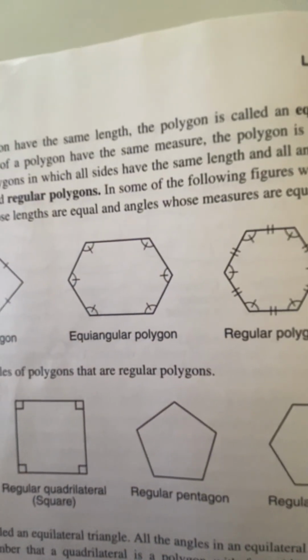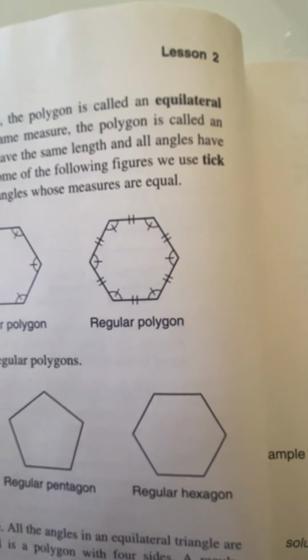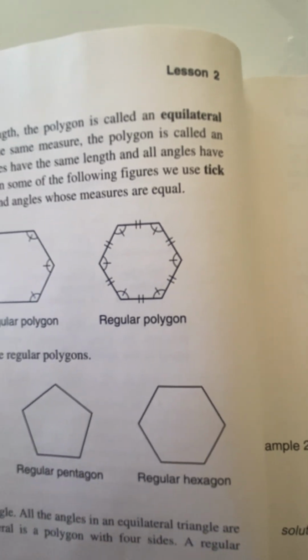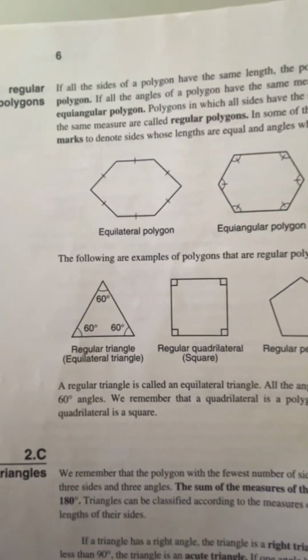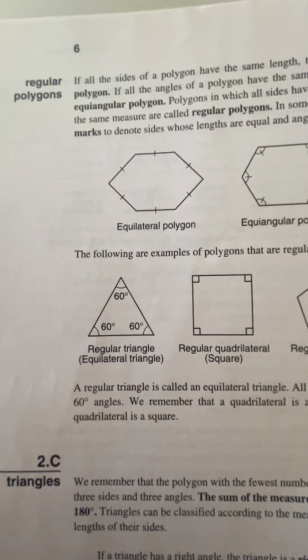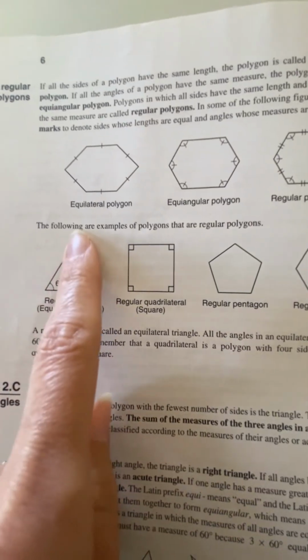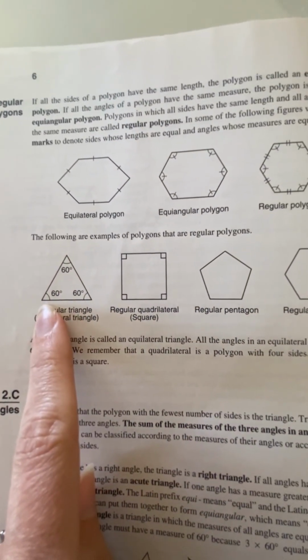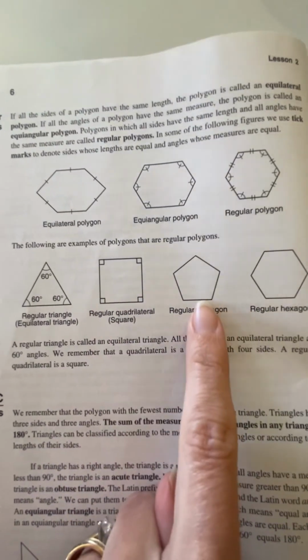If only the angles are the same, it's equiangular. And if both the sides and the angles are the same, it's a regular polygon. Okay, so here we go. We've got a regular triangle, a regular quadrilateral, regular pentagon, and a regular hexagon. So all of these, this is going to have all 3 sides the same, all 3 angles the same, all 4 sides the same, all 4 angles the same, etc., etc. Okay?